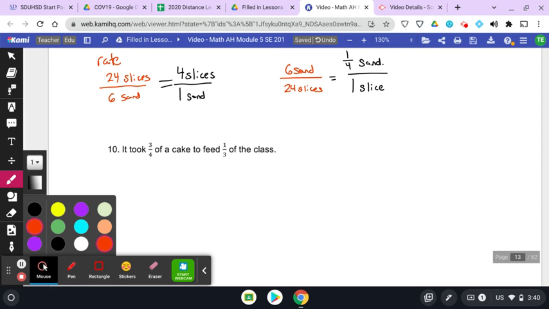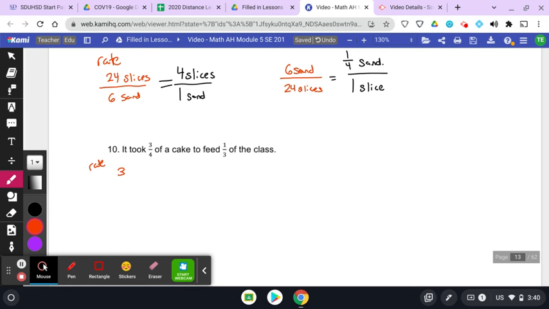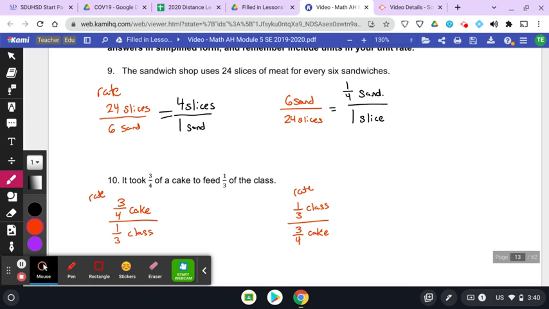Okay, once again, I start with the rate. It took 3/4 of a cake to feed 1/3 of the class. Okay, so my rate, 3/4 of a cake to feed 1/3 of a class, or I could have flipped that over. 1/3 of a class ate 3/4 of a cake. Okay, now I want to flip to the unit rate.